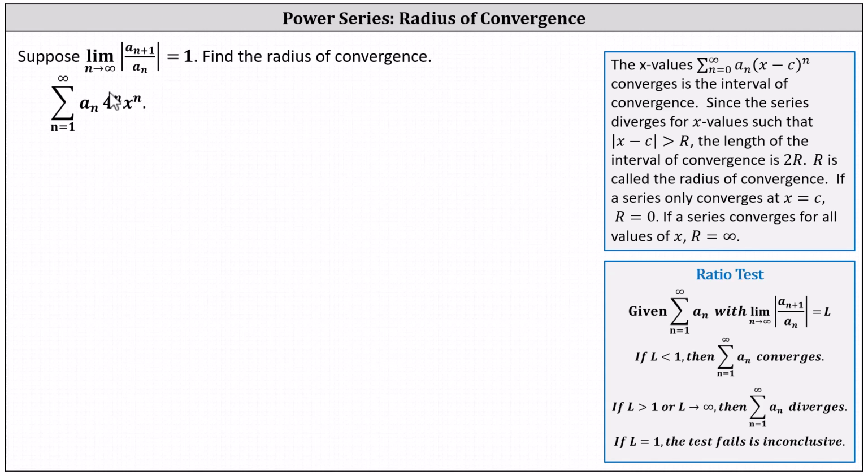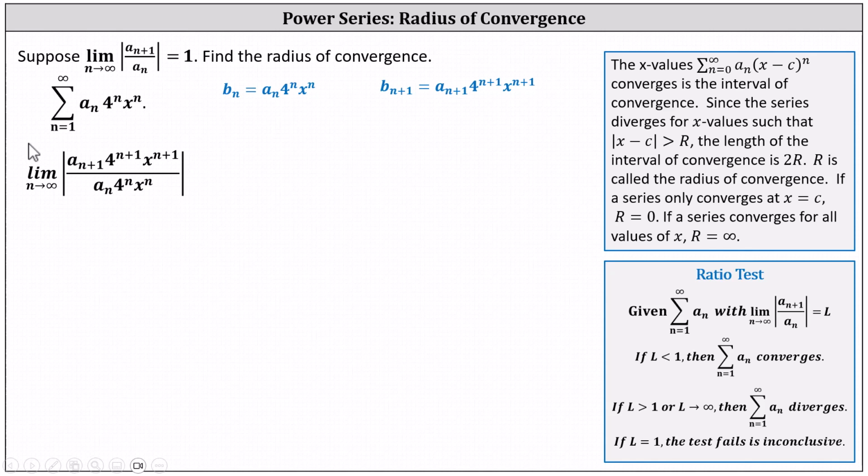Because a sub n is already being used as part of the formula, let's let b sub n be the given formula. And now to determine b sub n plus 1, we substitute n plus 1 for n. And now let's set up the limit. We have the limit as n approaches infinity of the absolute value of b sub n plus 1 divided by b sub n. And now let's begin to simplify.